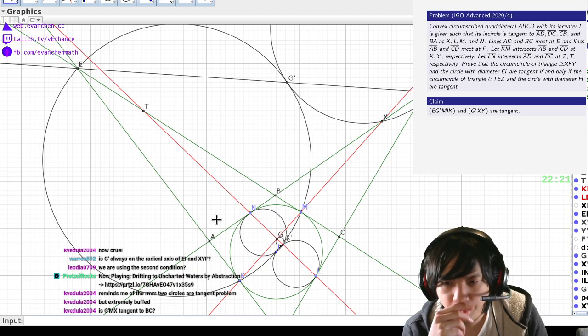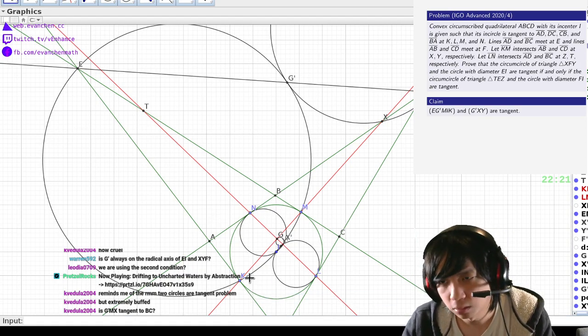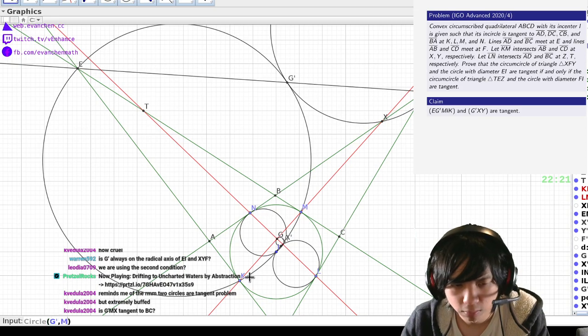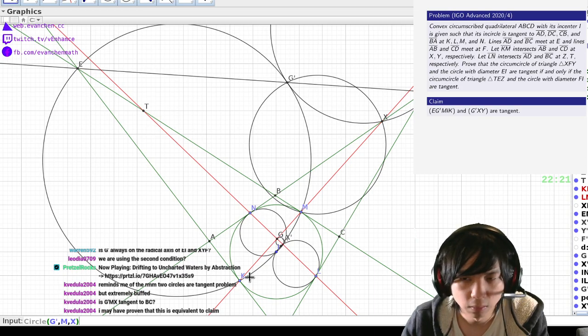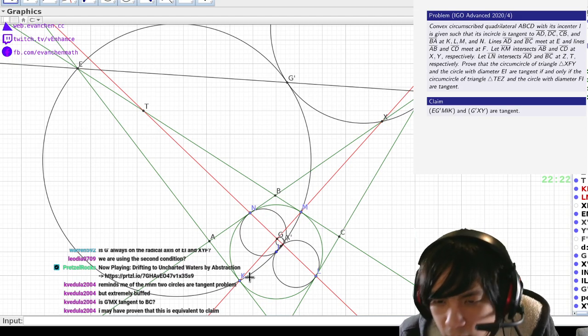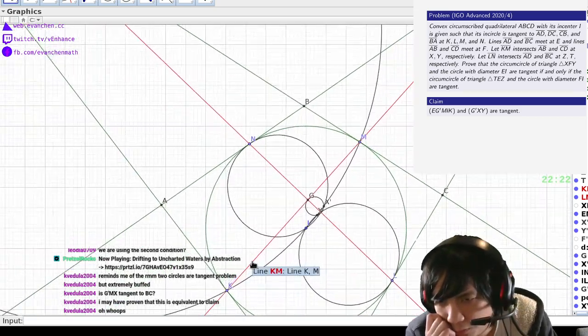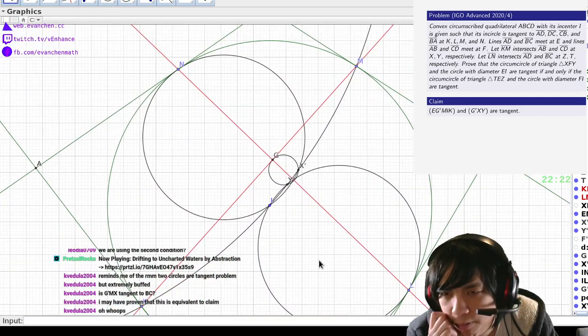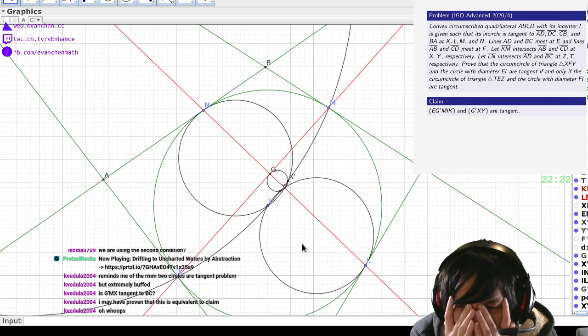G prime M X tangent to BC. Seriously? Let's find out. No. I want to go back to the inverted one. So, like, X prime and Y prime are so weird, but are they better inverted? I don't think so.